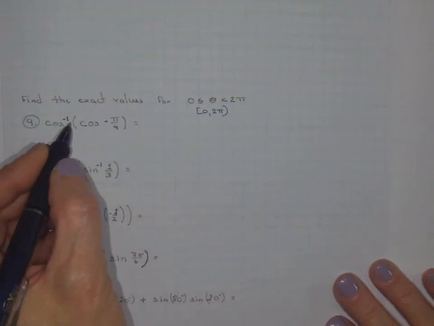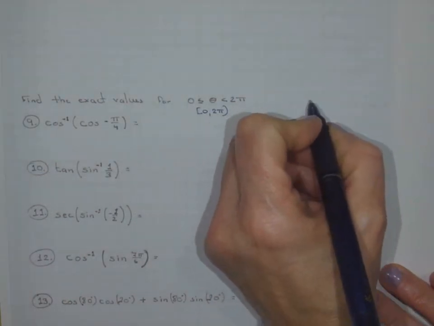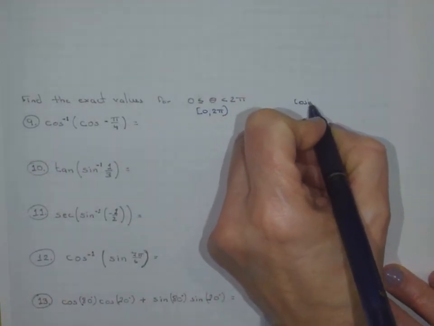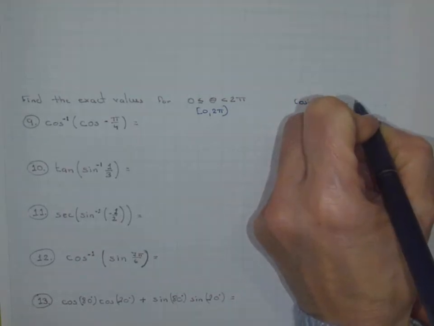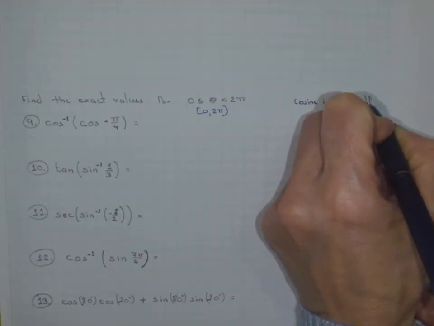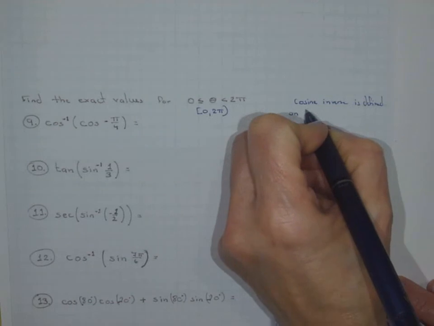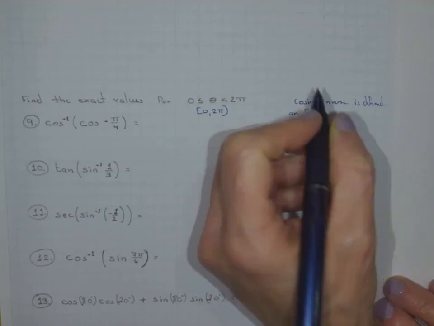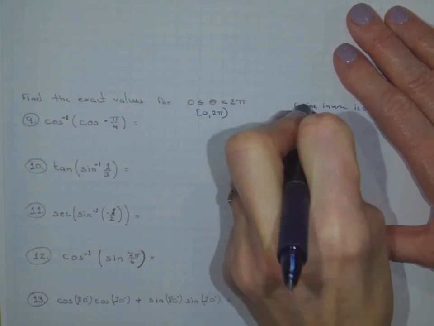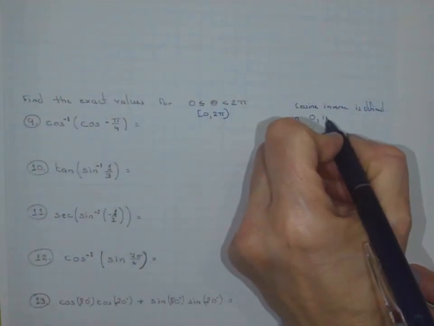Okay, so we have a cosine inverse of a cosine, and we have to remember a few things. We have to remember that the cosine inverse is defined on negative pi, sorry, that should be on 0 to pi, my apology, on 0 to pi.